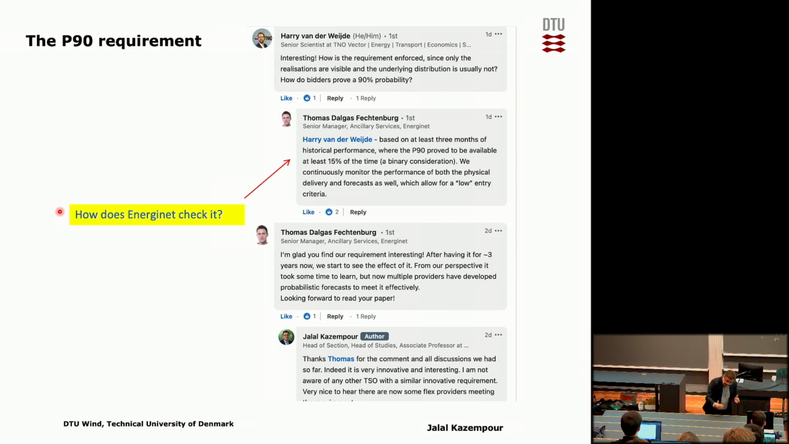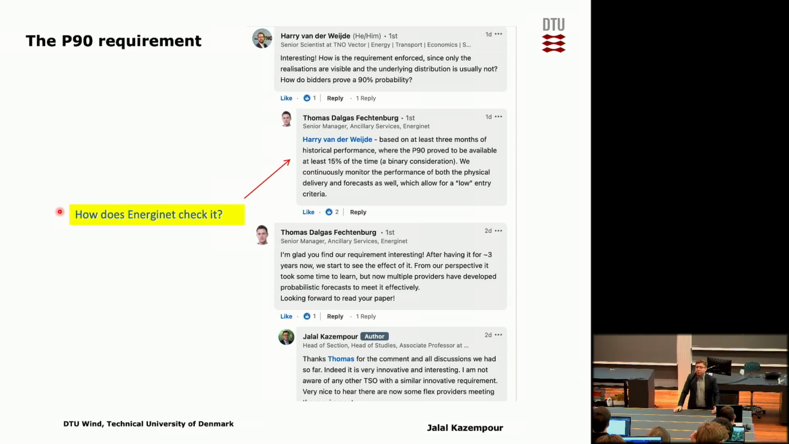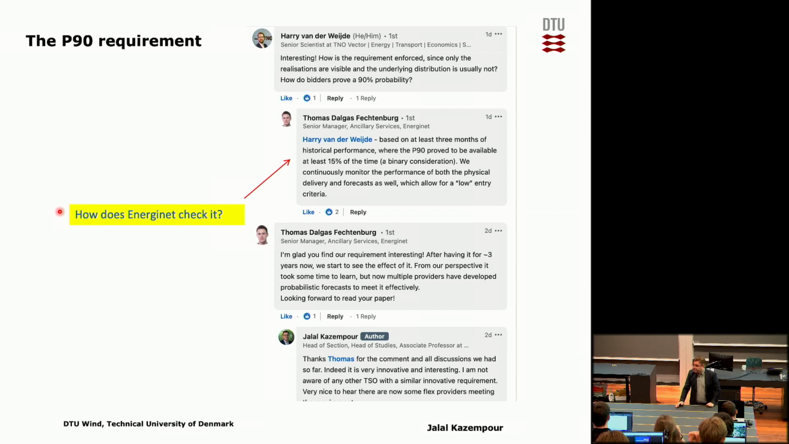But still, TenneT and others keep P100. It means that if you participate in the market, you should be 100% sure that your service is available all the time. And Energinet made life harder for itself by saying P90, right?